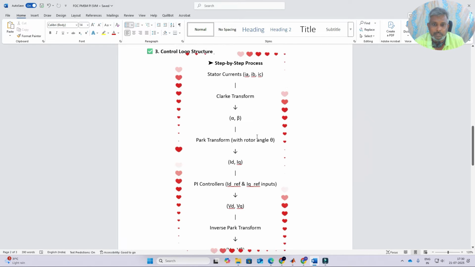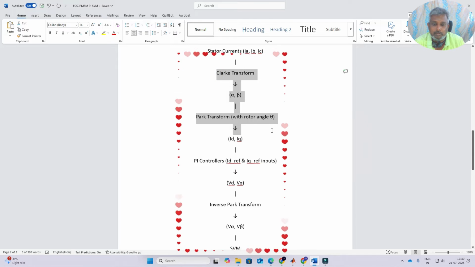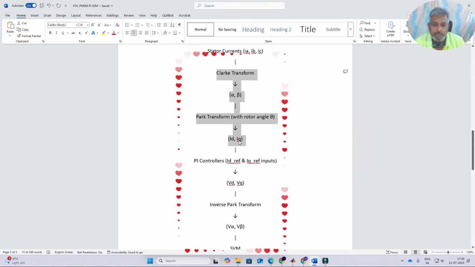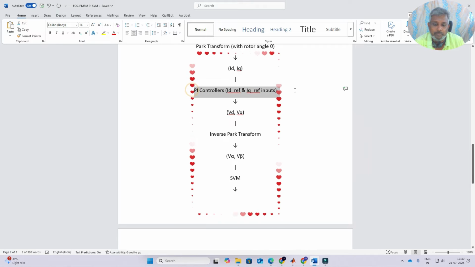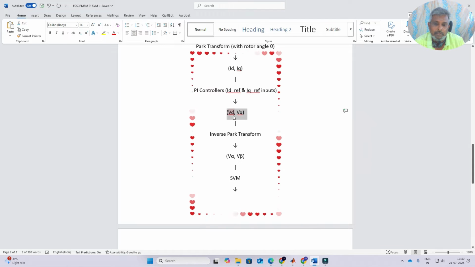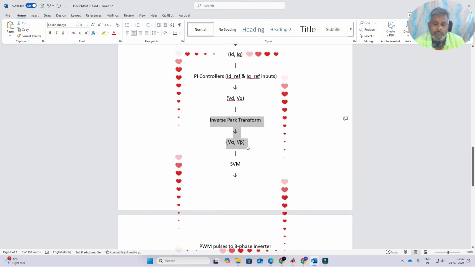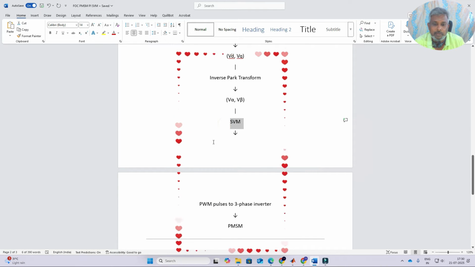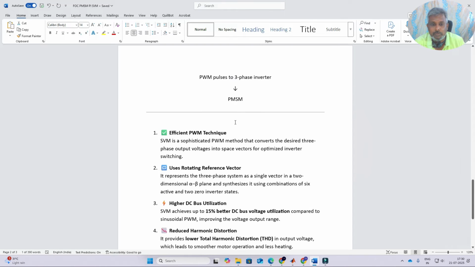Here you see the control loop structure. First you measure the stator current, then apply the Clarke and Park transformation along with the rotor angle. Then we get ID and IQ, and you provide the ID reference and IQ reference inputs. Then you apply the PI controller to generate VD and VQ, and apply the inverse Park transformation to generate V alpha and V beta. Then you apply SVM, and the space vector modulation generates the pulses. That pulse is used to control the inverter, which controls the PMSM.